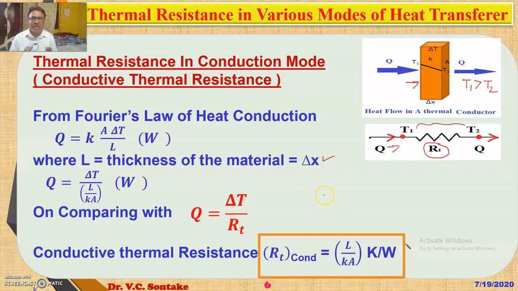So whenever heat transfer is taking place by conduction mode through a solid medium by virtue of temperature difference, this much will be the resistance offered by the material to the path of the heat flow, and it is called conductive thermal resistance, and it is calculated as L over kA Kelvin per watt.